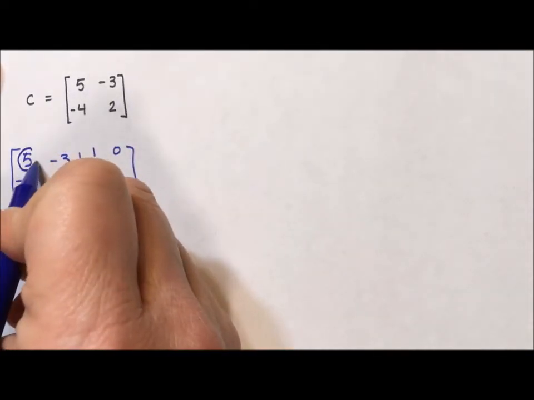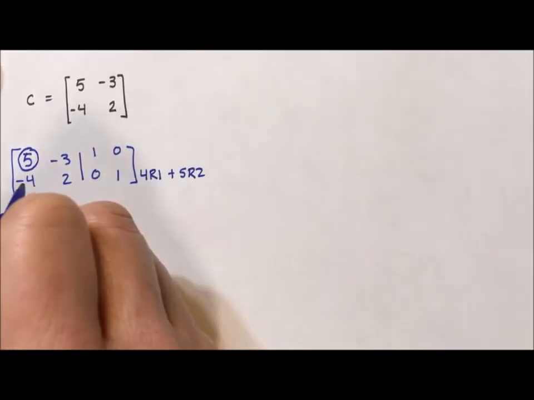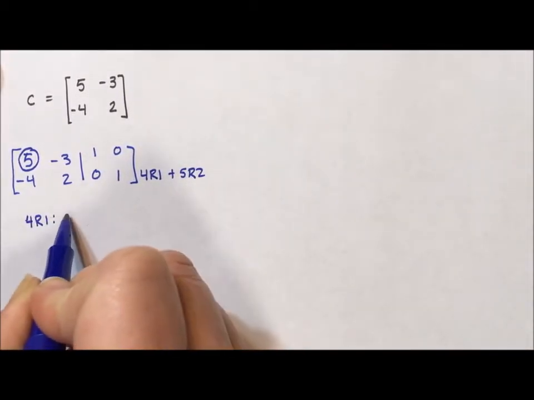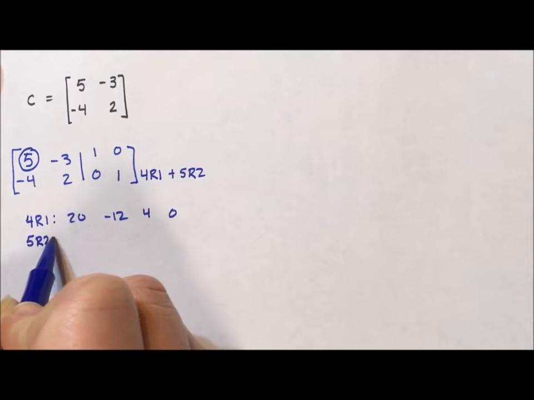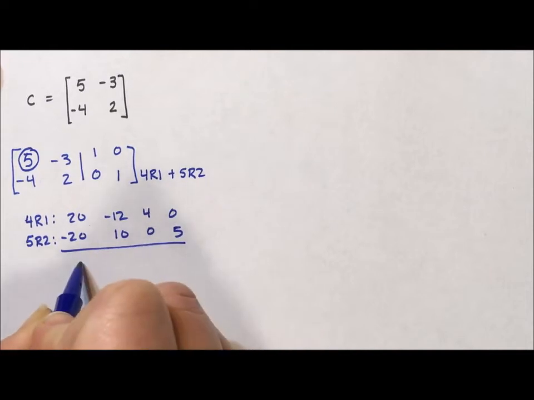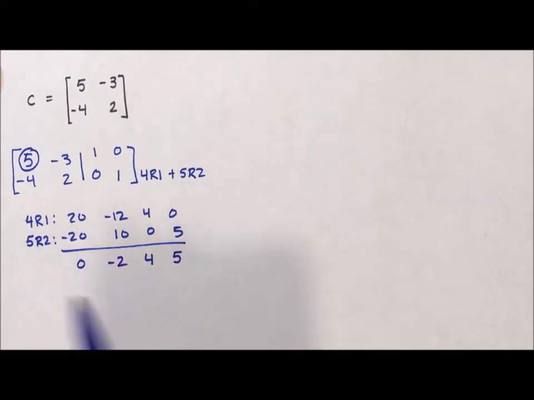So I'm going to start by pivoting on this 5. I'm going to say 4 times row 1 plus 5 times row 2 to zero out the negative 4. If I take 4 times row 1, I get 20, negative 12, 4, 0. If I do 5 times row 2, I get negative 20, 10, 0, 5. And if I add down, I get 0, negative 2, 4, 5. All right, so I can rewrite my original first row. Nothing has changed there. 5, negative 3, 1, 0. But my new row 2 is 0, negative 2, 4, 5.